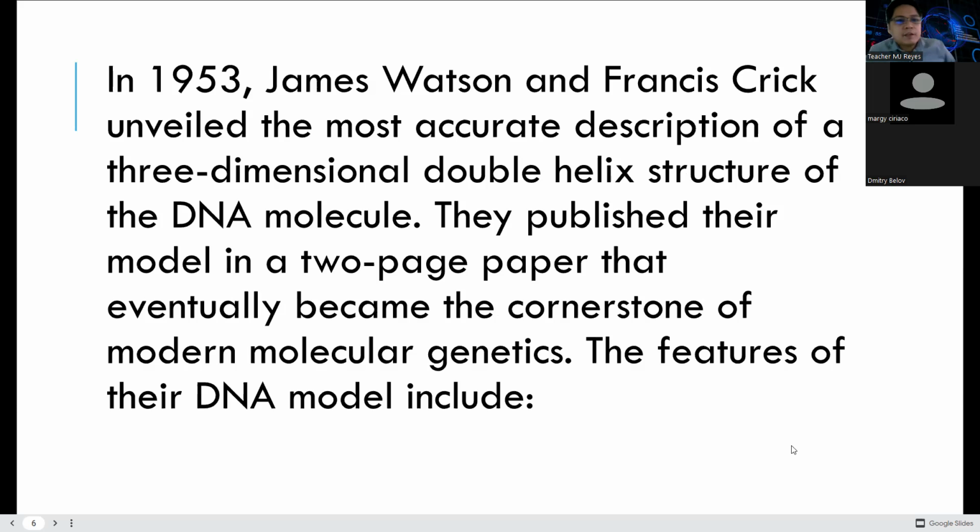In 1953, James Watson and Francis Crick unveiled the most accurate description of the three-dimensional double helix structure of the DNA molecule. Remember that if you're going to look at the DNA under the microscope, we cannot actually use an ordinary microscope, just like what I have here. I have a compound electric microscope.